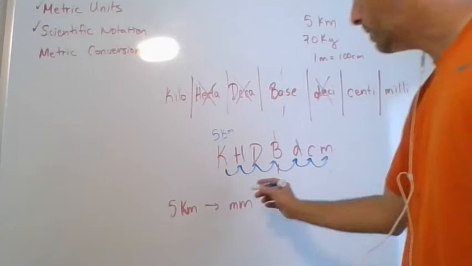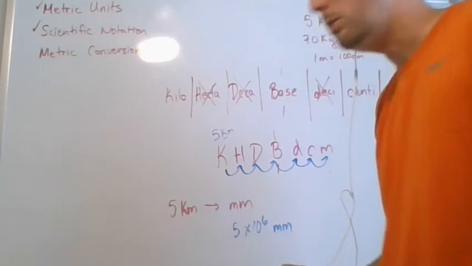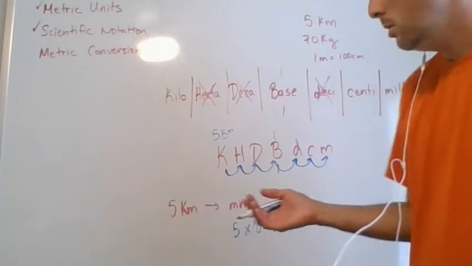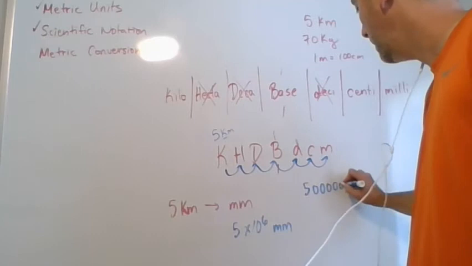So what we just found out is that 5 kilometers is 5 × 10⁶ millimeters. Or you could write it all out if you really wanted to by adding zeros. And so we just say, okay, it's 5, 1, 2, 3, 4, 5, 6, or 5 million millimeters.